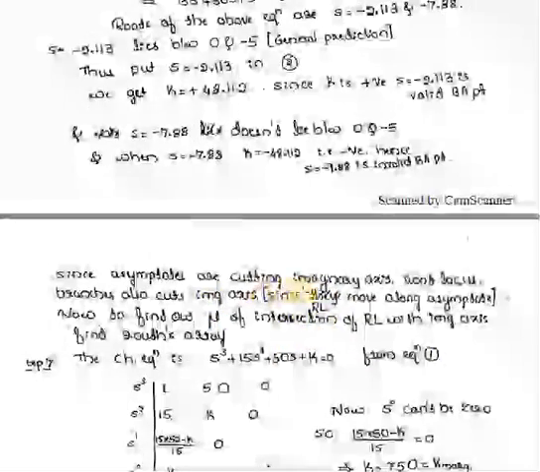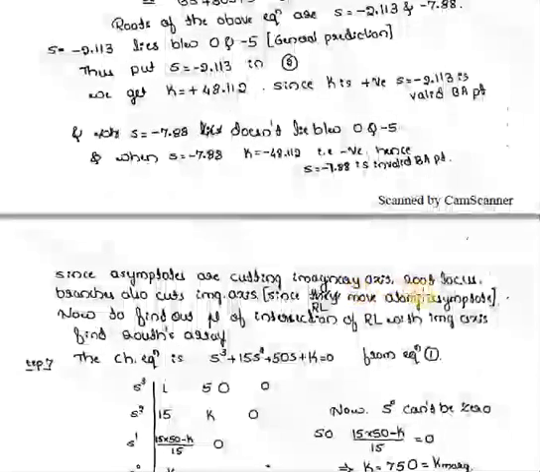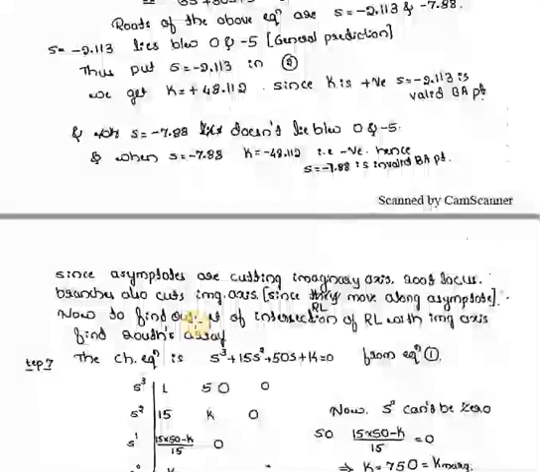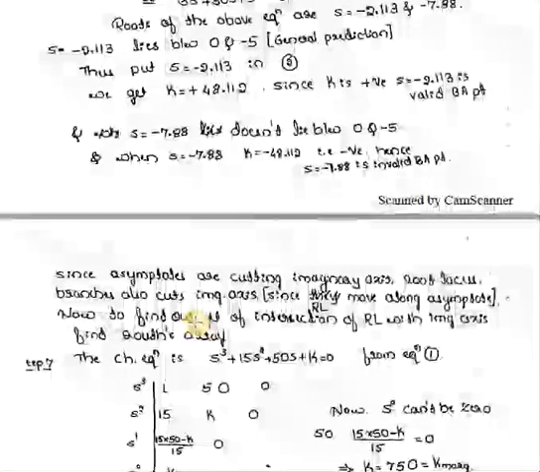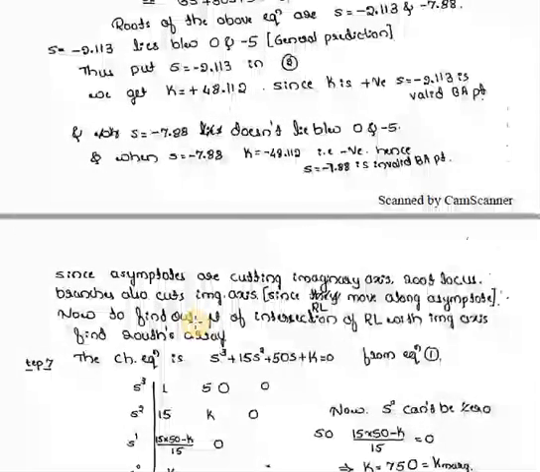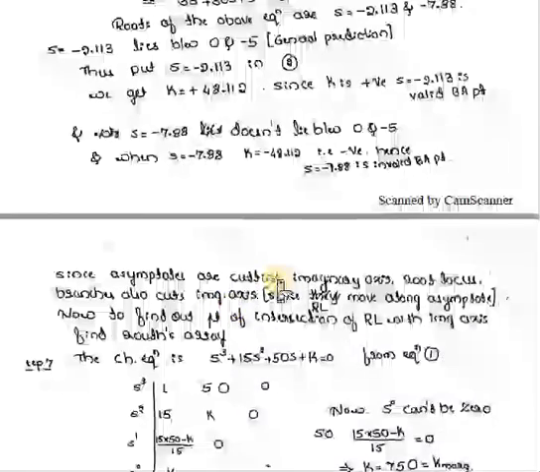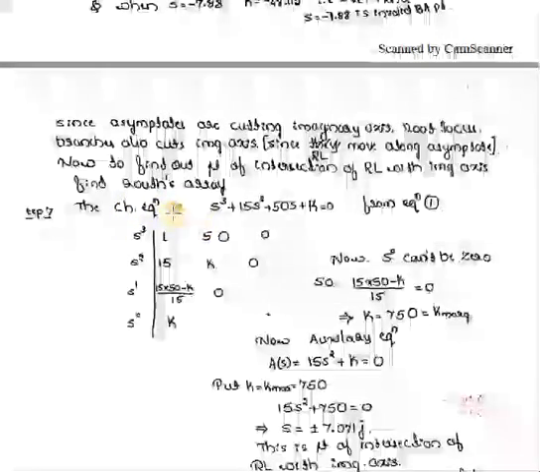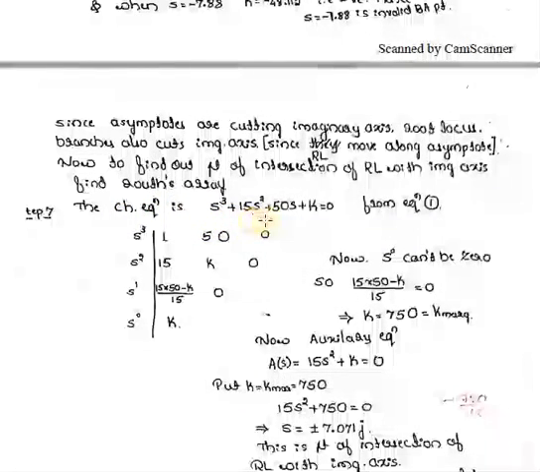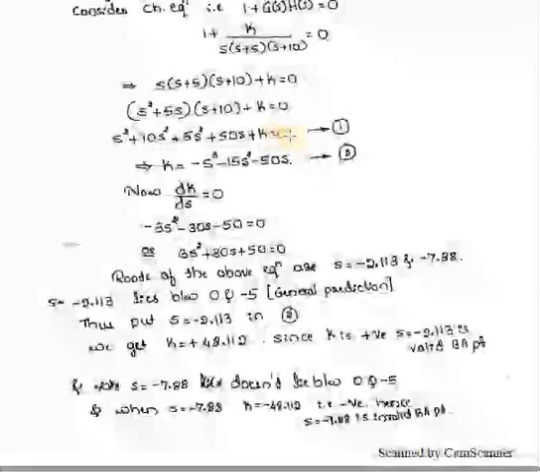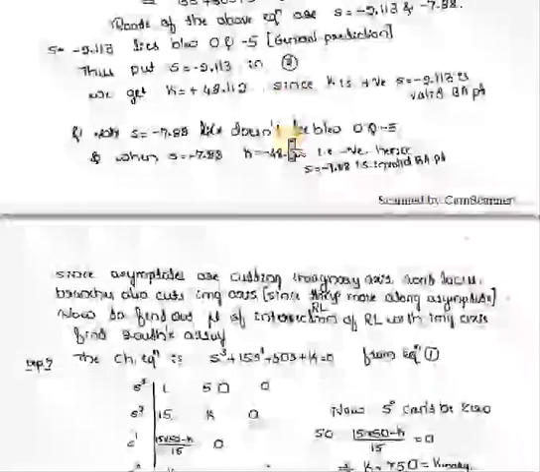Then the asymptotes are cutting the imaginary axis here, so the root locus branches also cut the imaginary axis. Here we have already marked three angles, with the 60 degree and 300 degree branches cutting the imaginary axis. So we need to identify the intersection of the root locus with the imaginary axis. For that we have to consider the Routh array. The characteristic equation is s cube plus 15s square plus 50s plus k equal to 0, from equation number 1. Consider this equation as the characteristic equation.